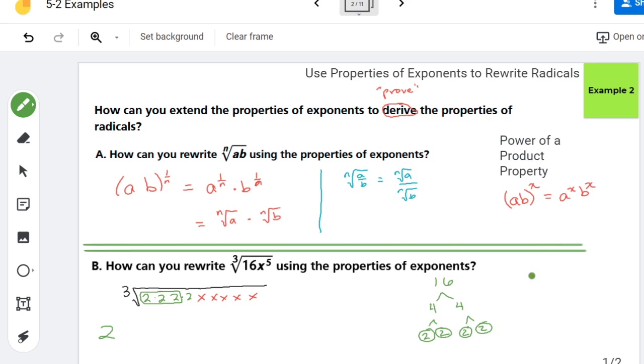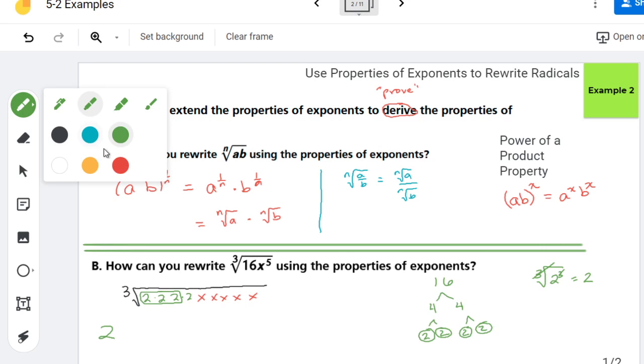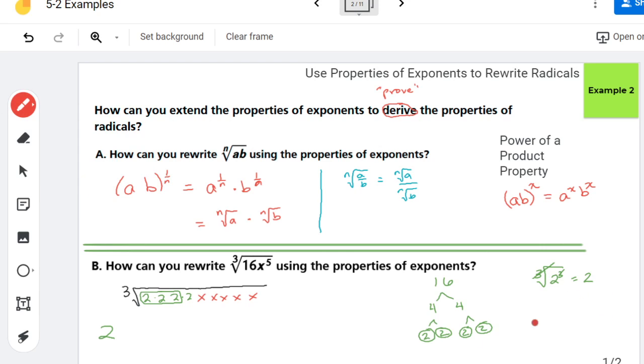What I'm really doing here is I'm taking the cube root of 2 to the 3rd, and they cancel out, leaving you with a 2. That's why they come out like that. But that's a lot to put in your head on top of all this stuff.